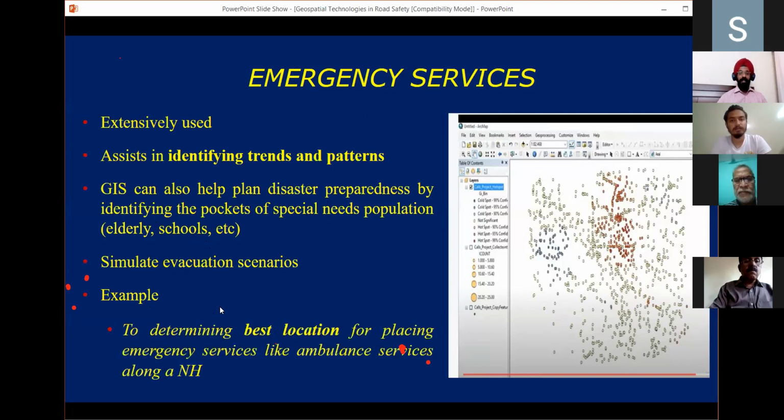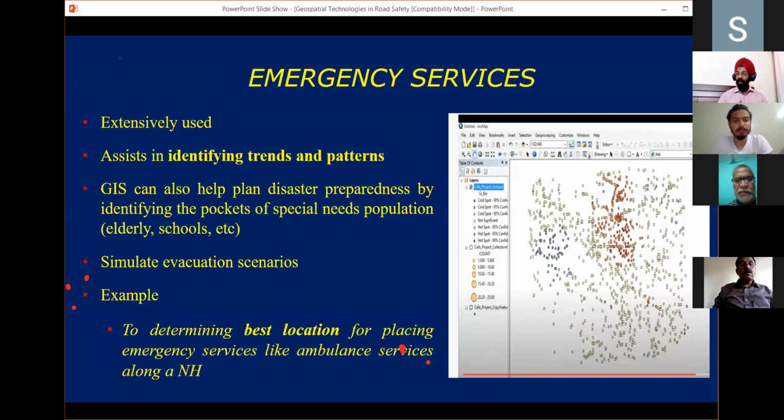An example is determining the best location for placing emergency services like ambulance services along a national highway. If I have a GIS map, I can plot black spots. Black spots means that a particular point has n number of accidents. So if I have plotted all accidents, then I can identify which kind of black spots I have. I can show the severity of those black spots also. You must be aware of the accident severity index.